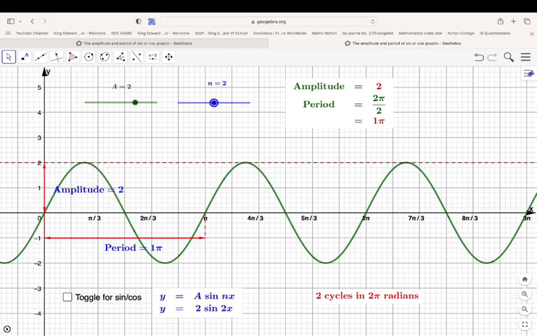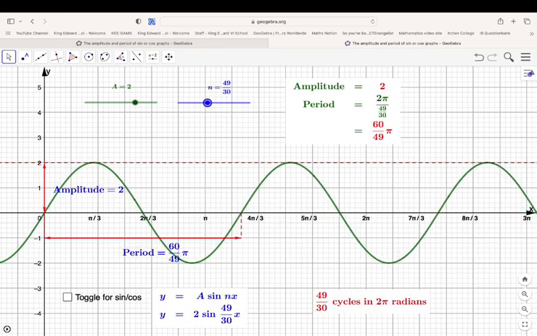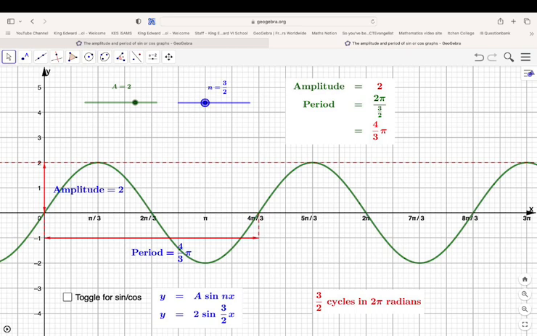If we change it to something a bit more interesting, like this one, okay, so the period will now become 2 pi divided by 3 over 2, which is 4/3 of pi. So you can see now the graph will repeat itself after 4/3 pi, and then in 2 pi radians you'll get 1.5 or 3 over 2 cycles in 2 pi radians. So this is how this app works.